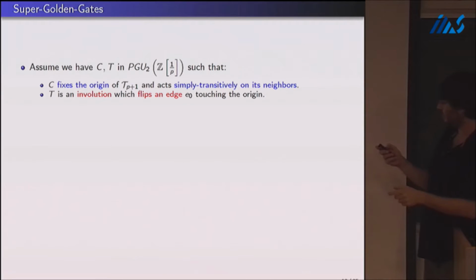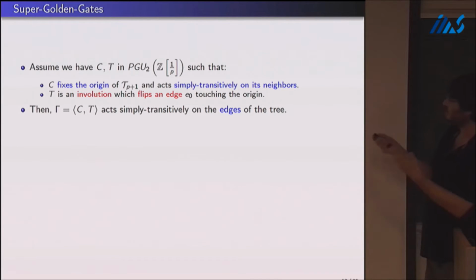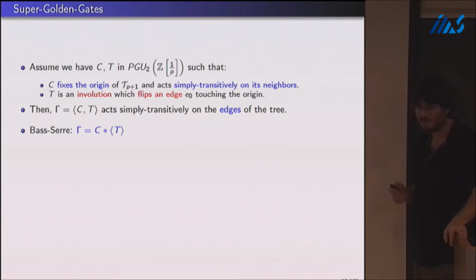And now this implies quite easily that the group generated by these acts simply transitively on the edges. And then it's an exercise in Bass-Serre theory to tell you that this means that your group is actually the free product of C and the involution.